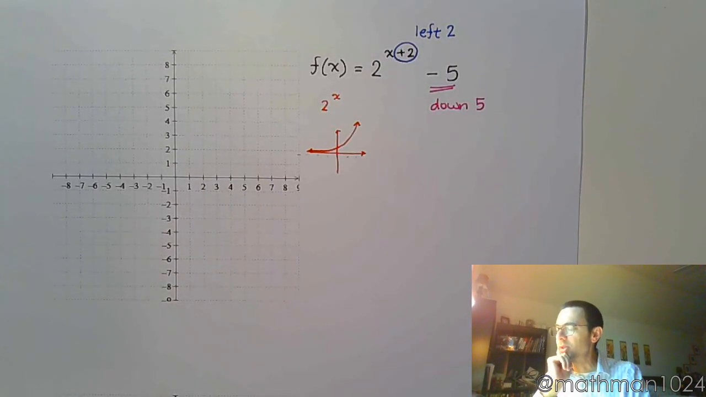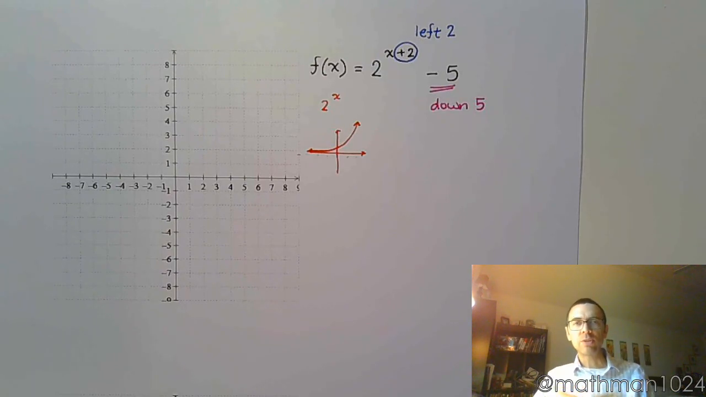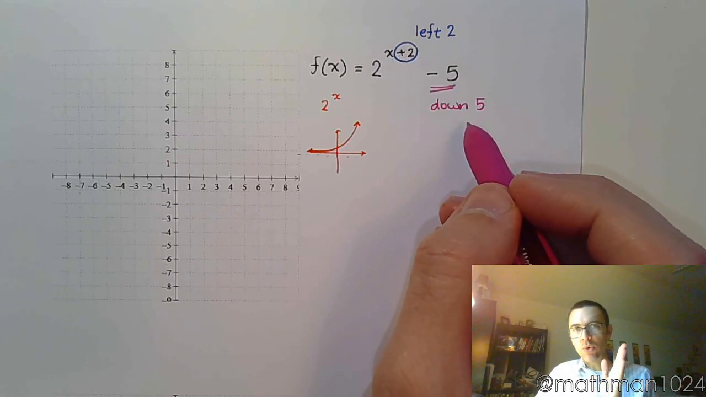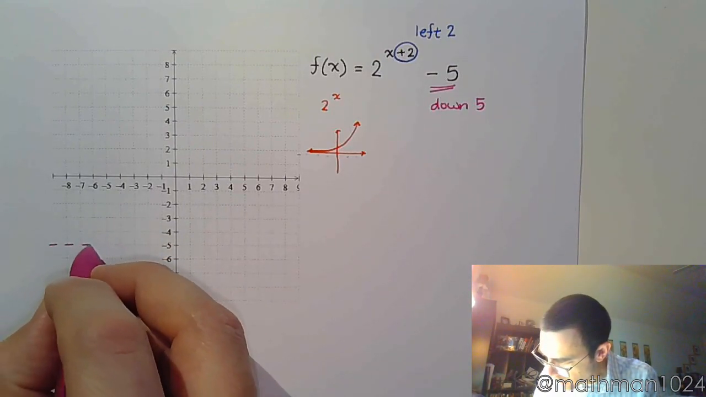All right, so let's think about this. We know that the domain is going to be all real numbers. That's a given because it's exponential. My range was going to be from 0 to infinity, not including 0. And we had that horizontal asymptote at y equals 0. But we're going down 5. So let's go ahead and graph our horizontal asymptote by going down 5. And he's going to be right here.